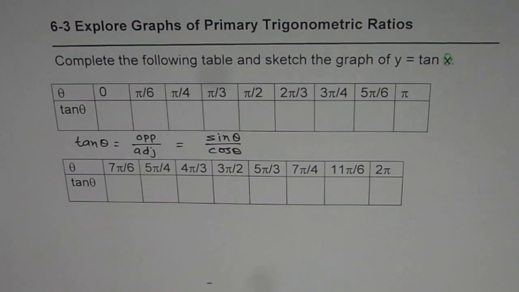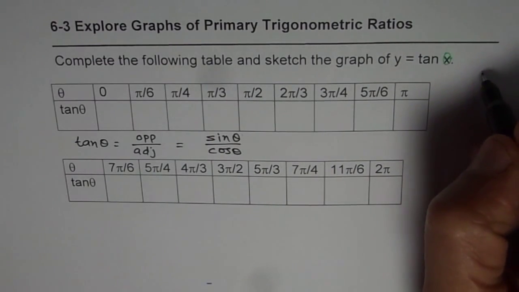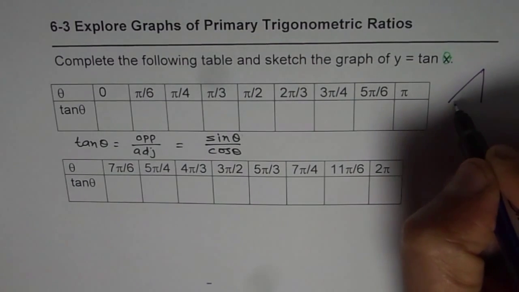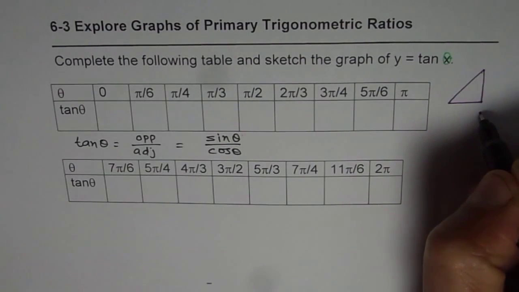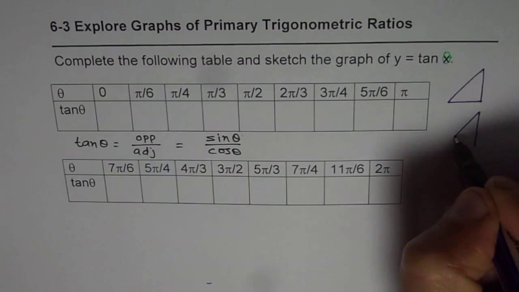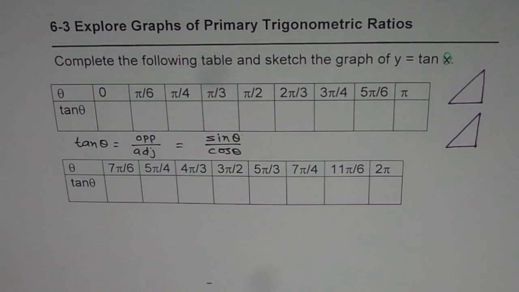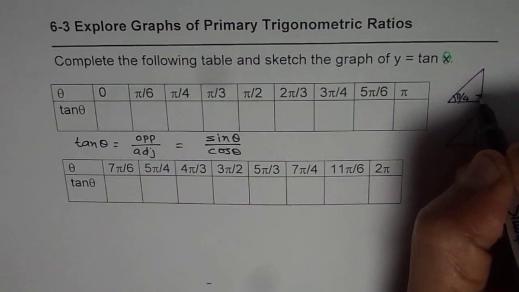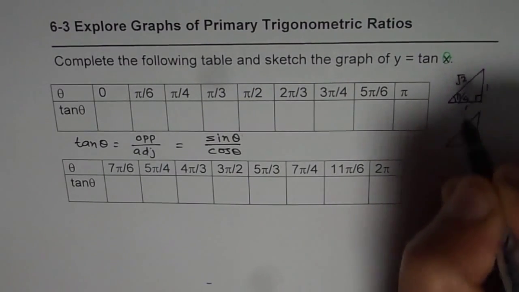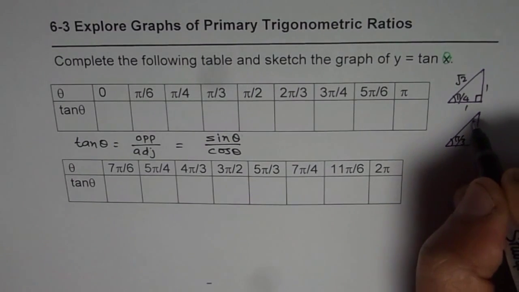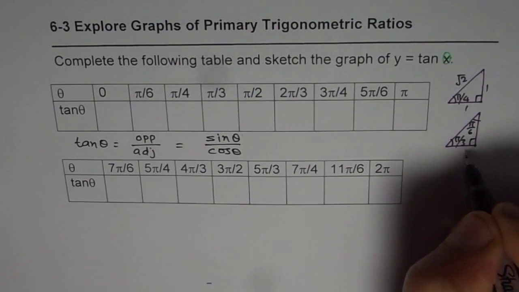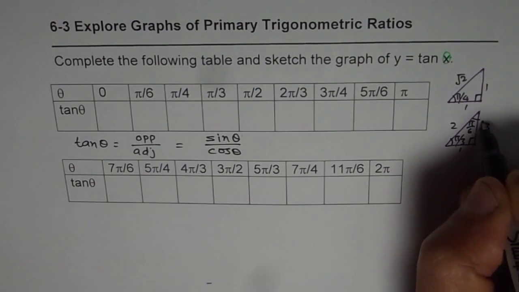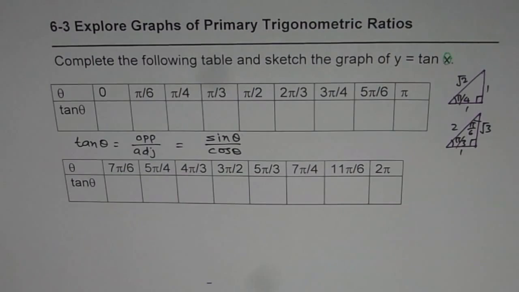To find the value of tan theta, we will use two special triangles. One of them is pi by 4, pi by 2, pi by 4, and the other one is the pi by 3, pi by 6, and pi by 2 triangle. In the pi by 4 triangle, the sides are 1, 1, square root 2, as you know. For the pi by 3, pi by 6 triangle, the sides are 1, 2, square root 3. So we'll use these two triangles to find the value of tan theta.